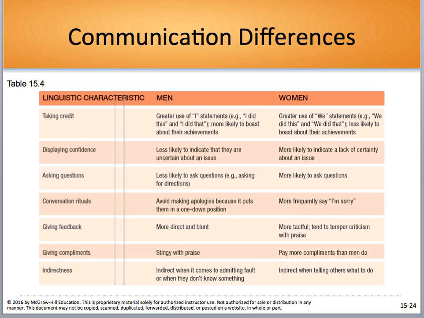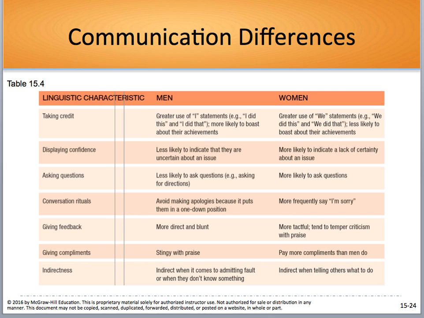When you look at giving feedback, men are more direct, blunt, to the point, while women tend to temper their criticism. They try to actually sweeten it up with a little praise, sugarcoat things, more tactful, more considerate of how it can impact someone's feelings. When it comes to giving compliments, women tend to pay more compliments than men do. And women are more indirect when telling others what to do, while men are indirect when it comes to admitting fault or when they don't know something.